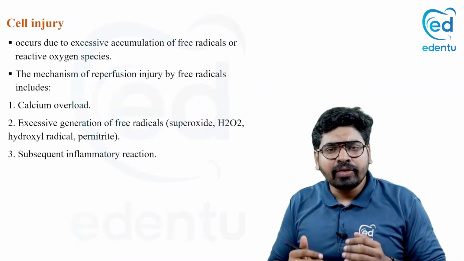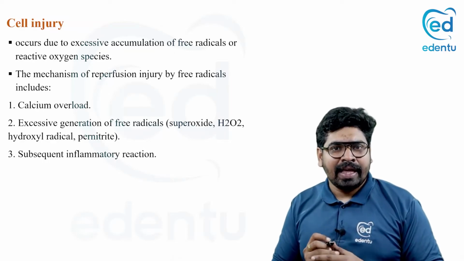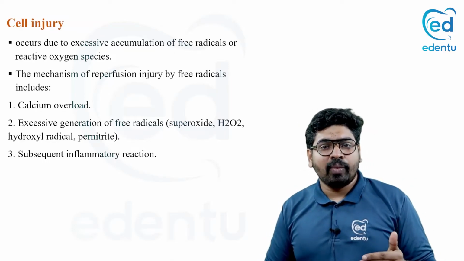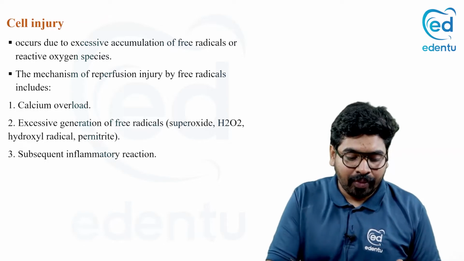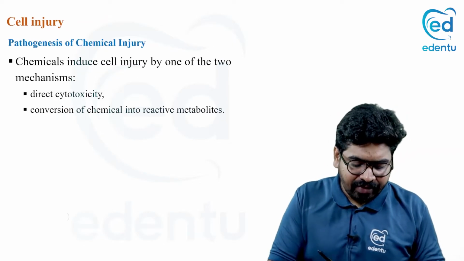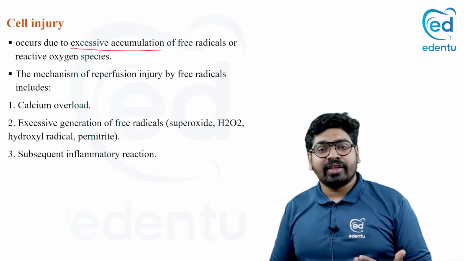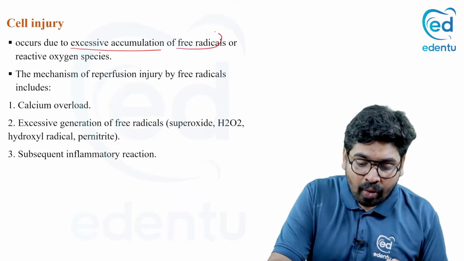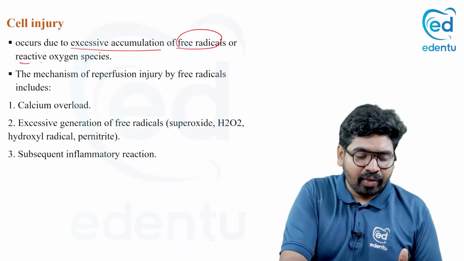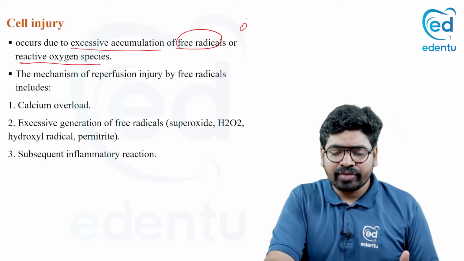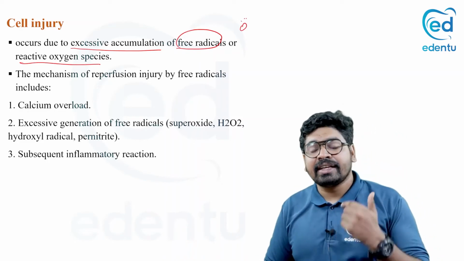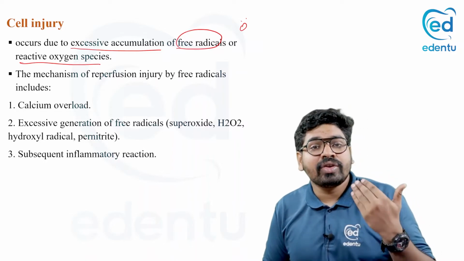Okay, now how does this ischemia reperfusion injury occur? If we give more and more oxygen, more and more free radicals are formed. Excessive oxygen can lead to excessive production of oxygen free radicals or reactive oxygen species. These reactive oxygen species are free radicals that can cause damage to your cell membrane.